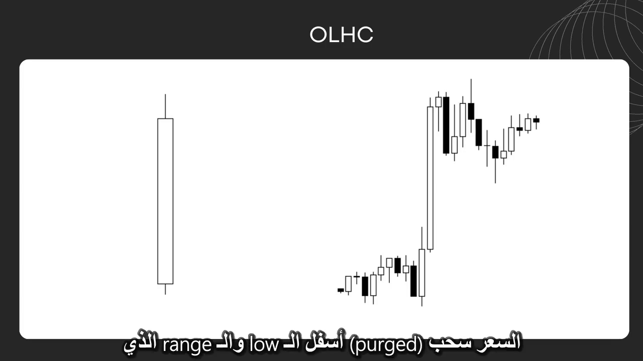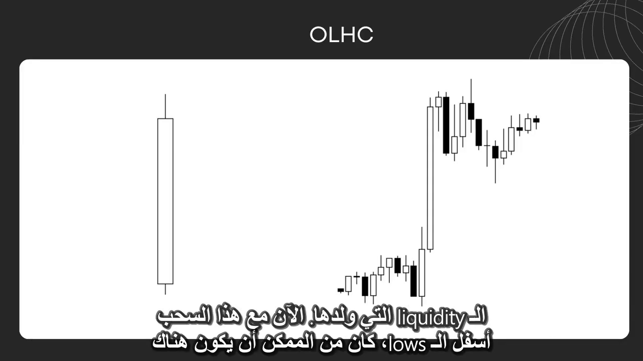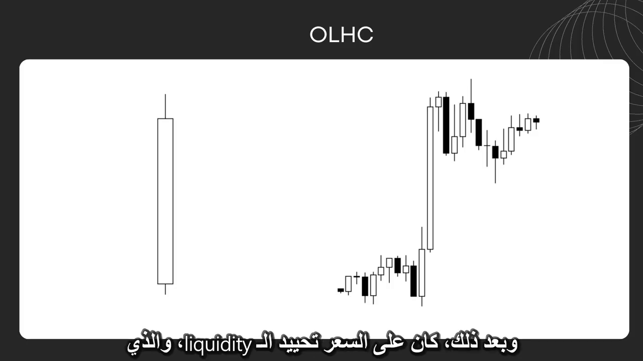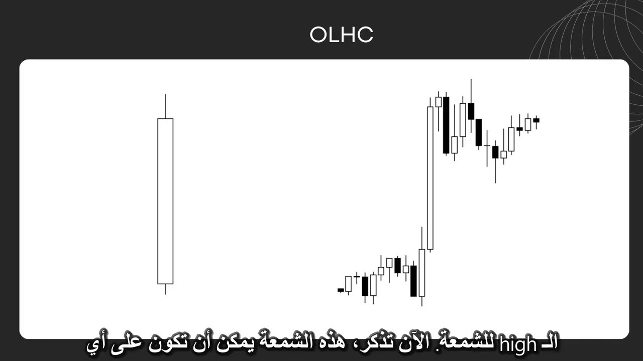Then you can see that price purged below the low, right? And the range it formed, price purged below it and had a small manipulation profile where it purged the liquidity it generated before. Now with this purge below the lows, there could have been a key level which price tested, right? And price formed the low there. And after that, price had to neutralize the liquidity, which happened by price expanding above and distributing higher, with which price formed the high of the candle, right?